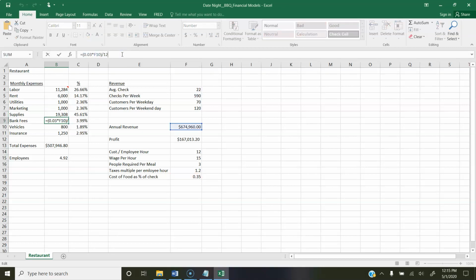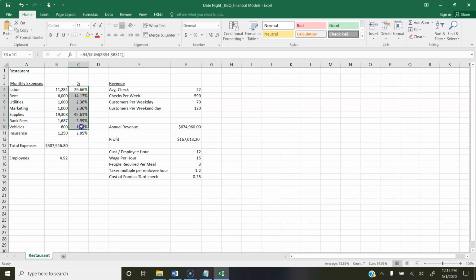Next, we've got our bank fees. Again, that'll be tied to the level of revenue that we do, but we might typically expect to spend, say, 3% of our revenues in the form of credit card transaction fees and things like that. And we're dividing by 12 because we're trying to come up with a monthly figure. Our vehicle expense we might say is going to be $800 per month, and insurance might be, as an example, $15,000 a year, divided by 12 months is $1,250 per month.